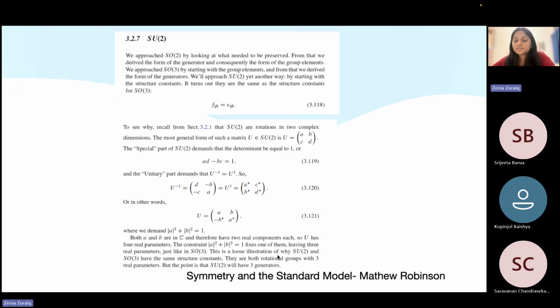This is a loose illustration of why SU2 and SO3 have the same structure constant. They are both rotational groups with three real parameters. The point is that SU2 will have three generators. So this is just a heuristic way of seeing why SO3 and SU2 should have similar behavior. They are both rotation groups. SO3 is in the real plane, SU2 is in the complex plane, but they have three free parameters, as is shown here.